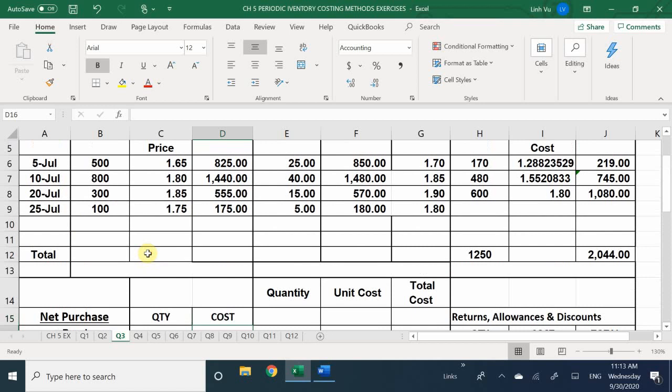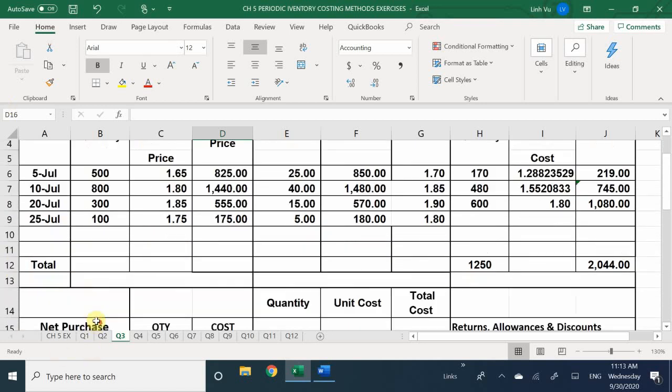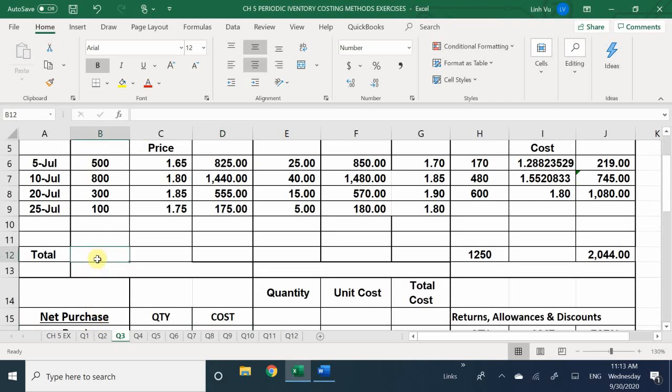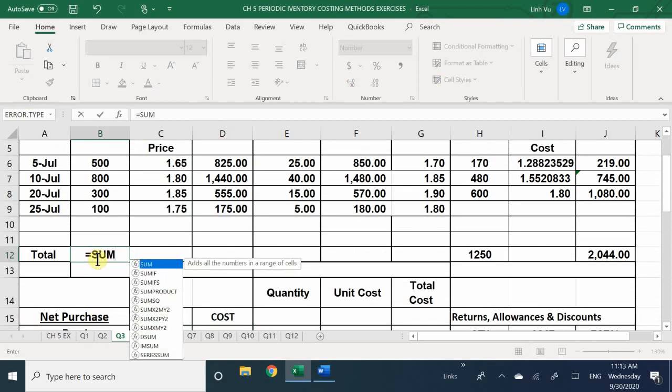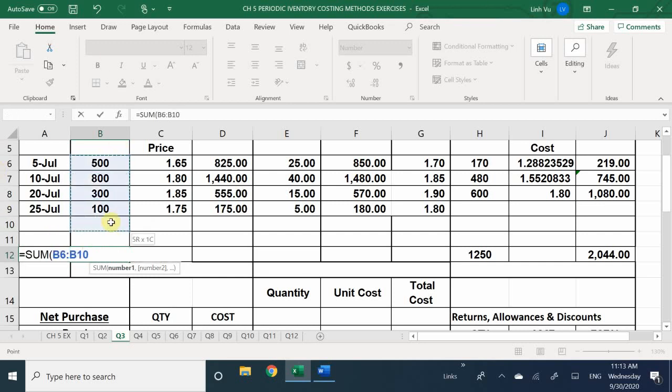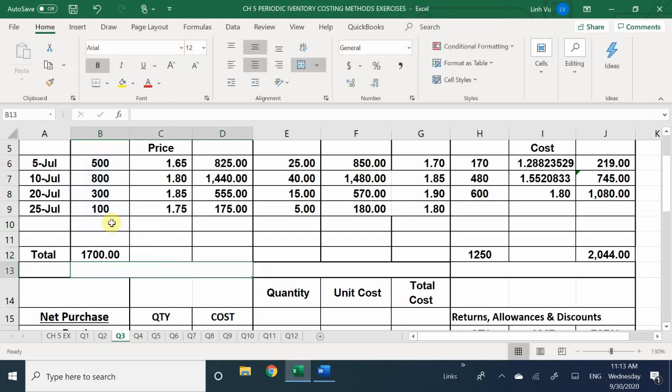Okay, so now that we've reached the end of the period, we can go ahead and do our calculations here. So here we're going to total up the sums of each column. And so my total purchases that I've made is going to be 1,700 items. Okay, and my total purchase price is going to be a total of 2,995.